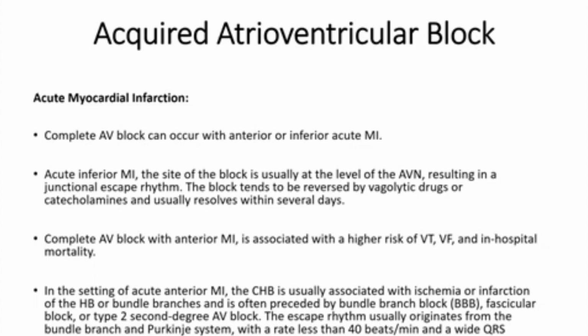As we mentioned just a couple of minutes ago, you can have a complete heart block with the anterior or inferior acute MI. And again, it will be the AV node, but the patient who develops it at the level of the His-Purkinje system from anterior MI, they also are more likely to have a VT-VF.